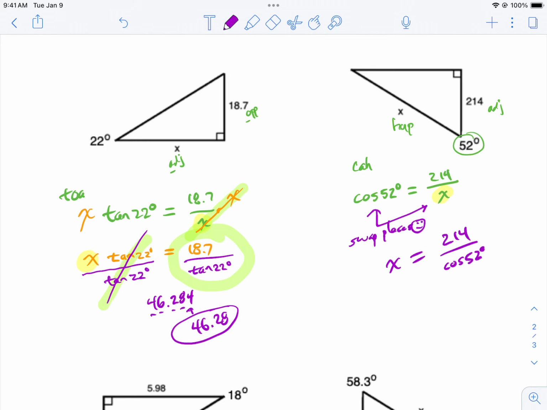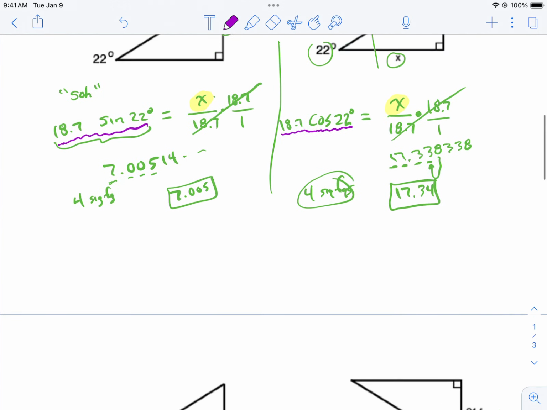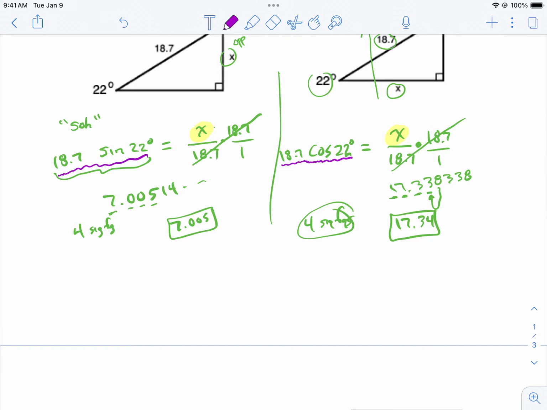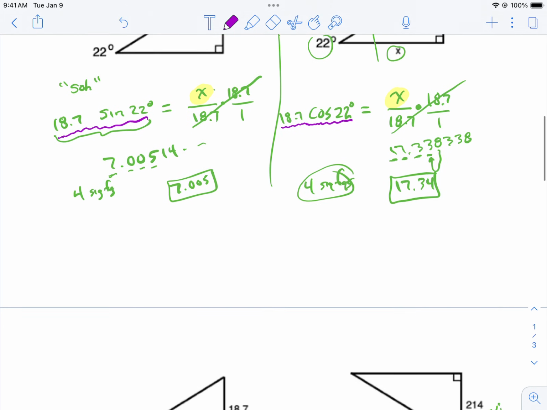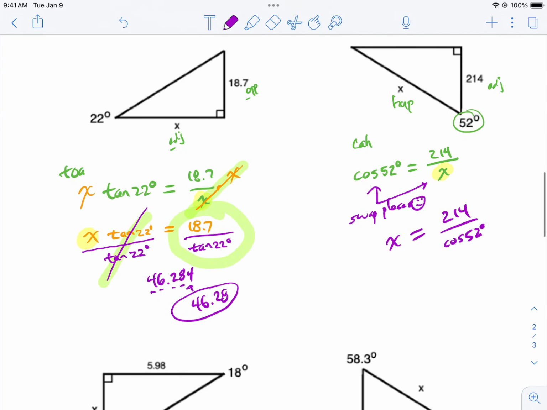So if x is on the bottom, what you can do is you can swap along the diagonal like this. You're going to be dividing. So if x is on top, again, let me scroll back up. If your x is on top, you ended up multiplying, right? Because you had to multiply both sides by the number underneath. So if x was on top, I ended up multiplying by the trig. But when the x was on the bottom, I end up dividing by the trig. That's kind of the rhythm here.